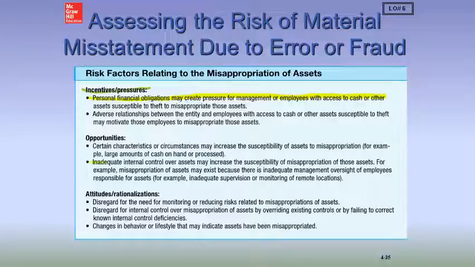Inadequate internal control. I think you have now heard enough from me that when we talk about opportunities, I'm thinking poor internal control. And then attitude, rationalization, disregard for the internal control, okay, overriding the internal control, disregarding the need for monitoring. All of these things are potential that's going to lead to misappropriation of assets. So again, when you see those fraud risk factors, you respond through your detection risk.